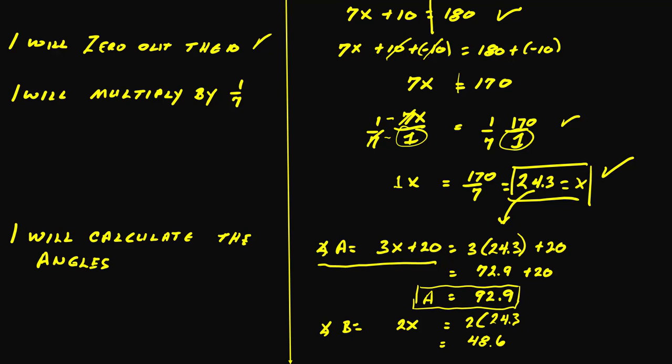Then I write the equation for B. The angle B equals 2x. Wherever I see an x, I'll replace it with 24.3, the value that we calculated earlier. We get this. I do the multiplication and get B equals 48.6.